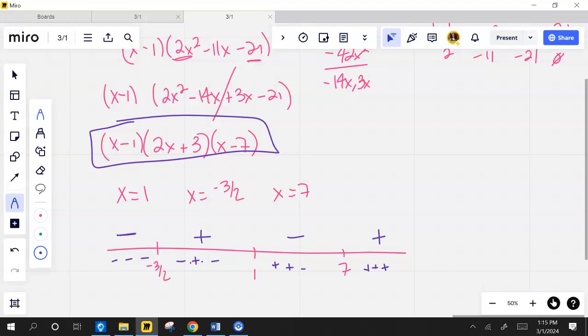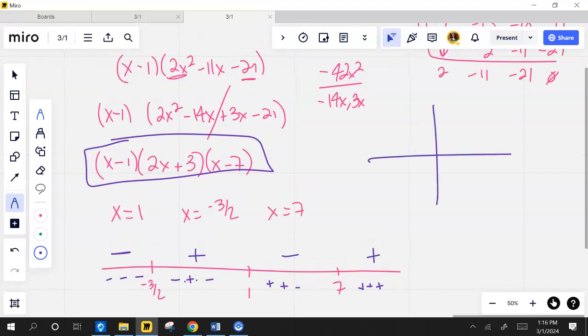Is it safe to say that these are always going to alternate? No, because what if you had a graph that did something like this, and it bounced right there? Then I'd get these intervals, but I'd have positive, negative, negative. So don't always assume that it alternates.